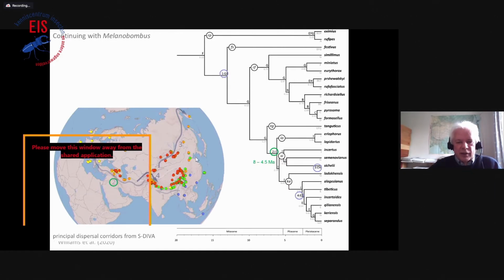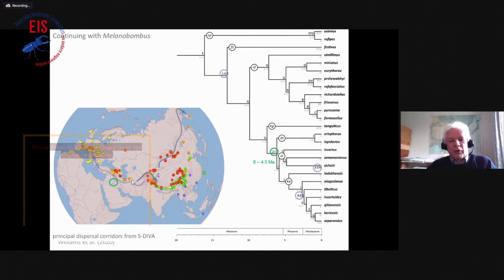If we look at the data we have from the analysis of Melanobombus and run a biogeographic analysis, this supports a principal dispersal corridor through these mountains from Asia, through the Middle East, and into southern Europe, probably in a period about 8 to 4.5 million years ago.